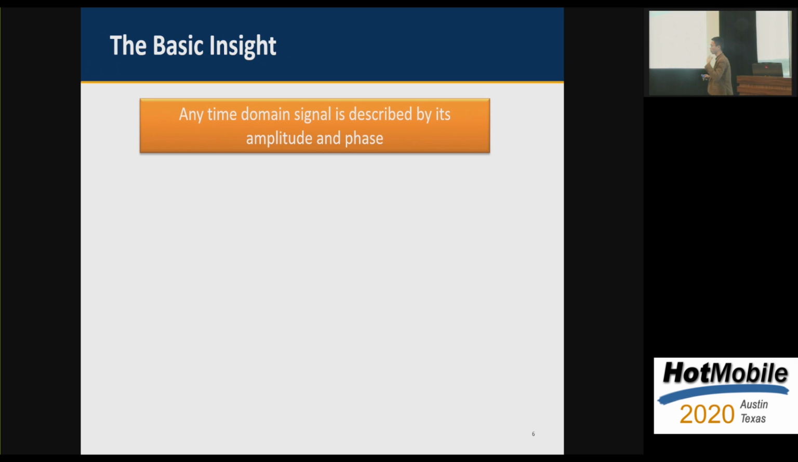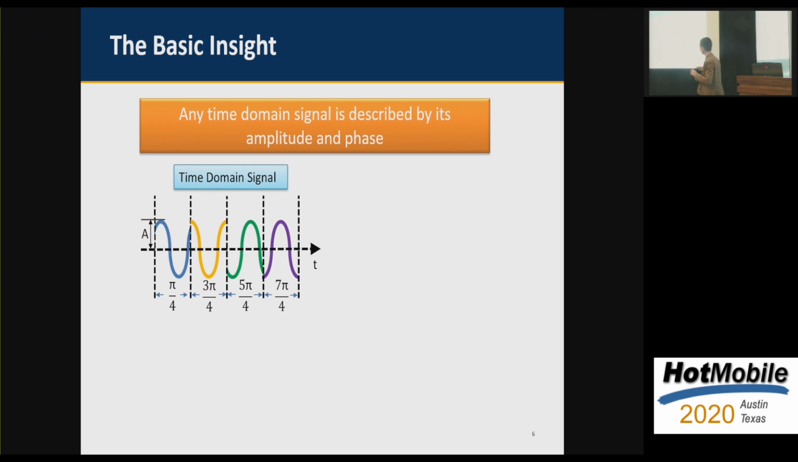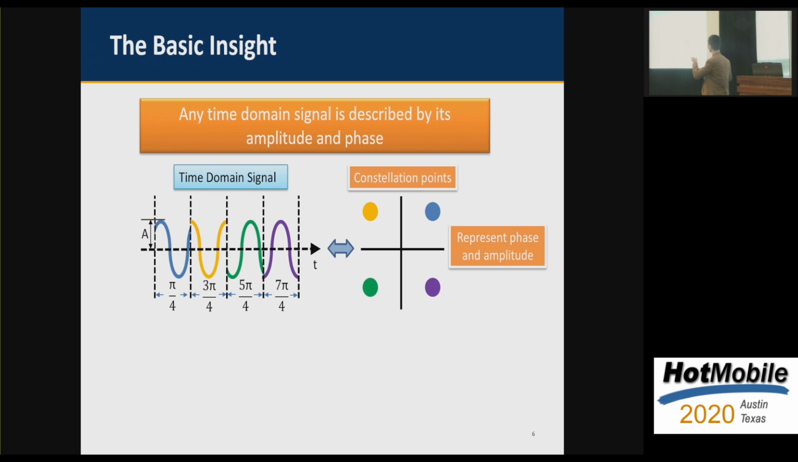Before we go into the details, we first have to understand how a time domain signal works. We can represent any time domain signal by its amplitude and phase. Here, for example, we have four segments of the time domain signal with the same amplitude and different phases. Another way to represent it is using constellation points. These four represent four individual constellation points on a constellation diagram. Each of them has a unique amplitude and phase corresponding to the time domain signal.